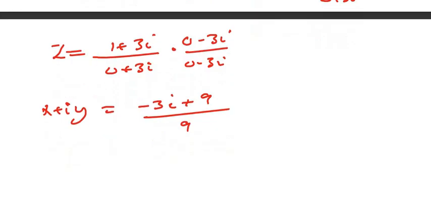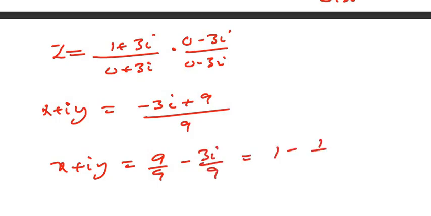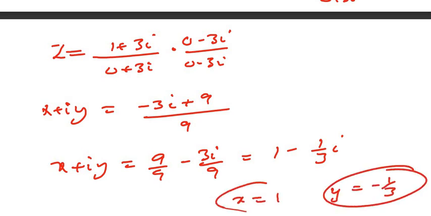So this is now going to turn out to be 9 over 9, then minus 3I over 9. This will just be 1 minus 1 over 3I, meaning X is equal to 1 and Y is equal to 1 over 3. So these are the answers that they wanted.